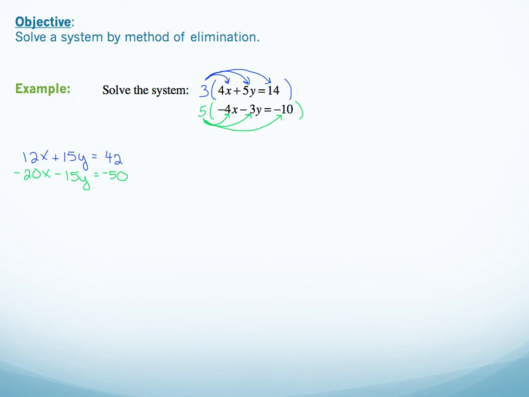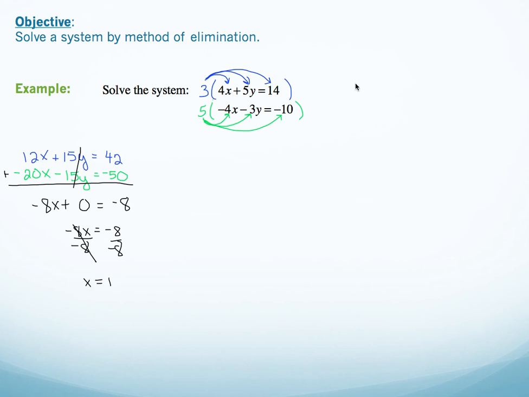Okay, great. Now we can go ahead and combine both equations and you'll see that the y eliminates. Positive 15y and negative 15y cancel each other out. Let's bring down negative 20x plus 12x, that gives us negative 8x. And 42 minus 50, that gives us negative 8. So we have negative 8x is equal to negative 8. Divide both sides by negative 8. Okay, so x is equal to 1.